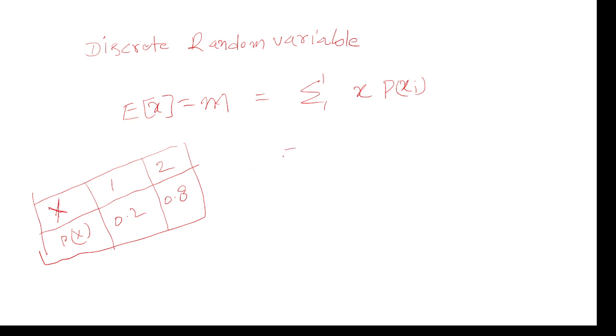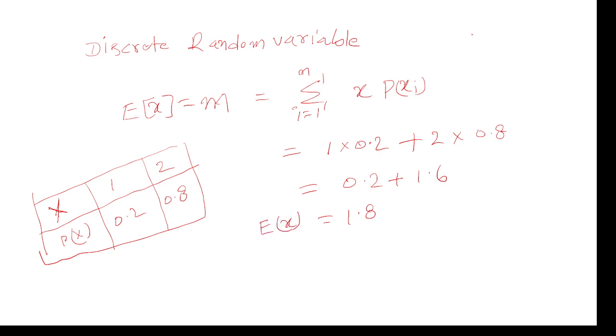It can be defined as sigma i equal to 1 to n of xi multiplied with P of xi. The x value 1 is multiplied with the corresponding probability 0.2, plus again the x value 2 multiplied with the corresponding probability 0.8. So this is the way to calculate the average in random variables. This is 0.2 plus 1.6, so totally 1.8 is the average in random variables.